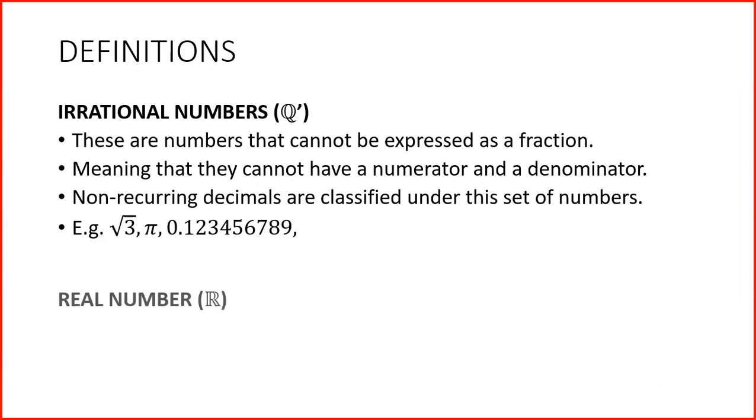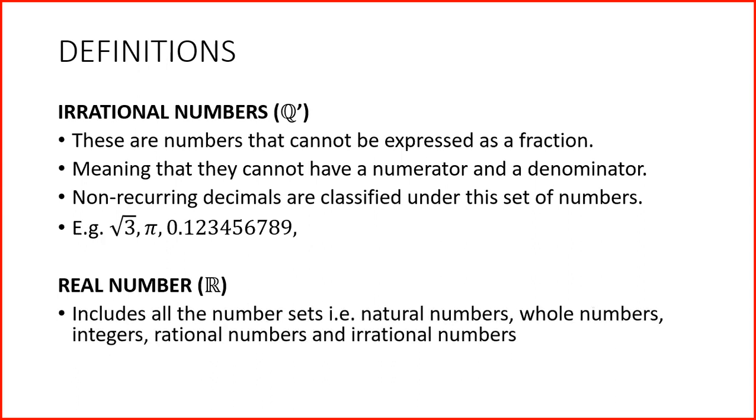Then we've got real numbers. What are real numbers? Real numbers include all the number sets. That can be your natural numbers, whole numbers, integers, rational numbers, and irrational numbers. So basically anything that is a number will be part of your real numbers. And as I've said here, for real numbers, the scientific notation will be R.